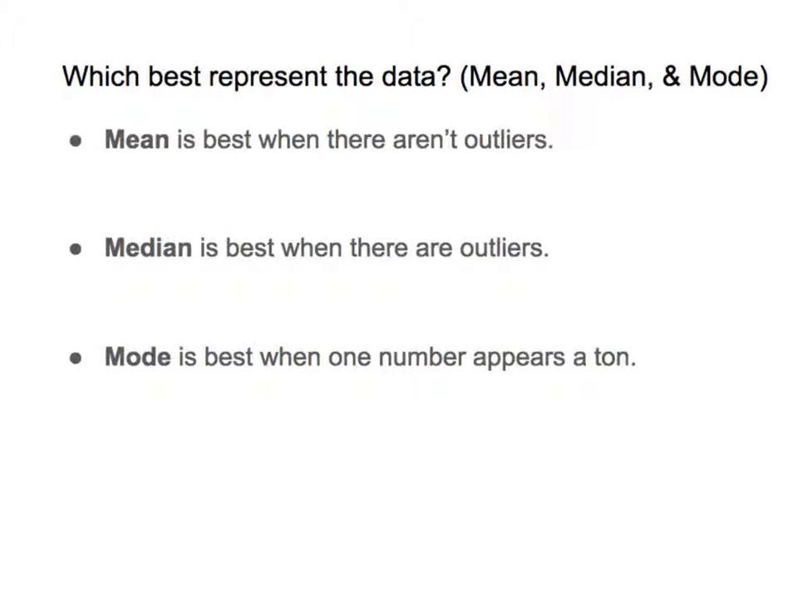All right, so let's sum this up and summarize how you can figure out which best represents your data: mean, median, or mode. So the mean is best when there aren't any outliers, like example part B. And median is best when there are outliers, so that's like example part A, where we had that outlier. And then last but not least, mode is the best when it's a number appearing a lot more frequently. So that's like part C.